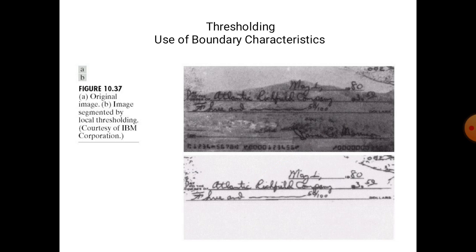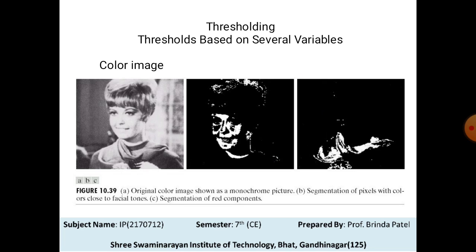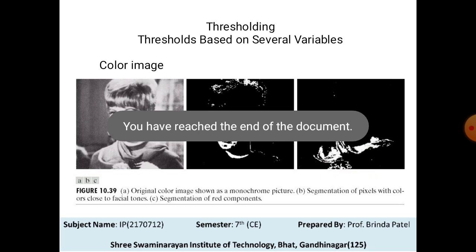Another example is the use of boundary characteristics. This is the original image and this image is segmented by local thresholding. It is a color image. This is a segmentation of pixels with colors close to the facial tones and segmentation of the red component. This shows the threshold based on the variables.